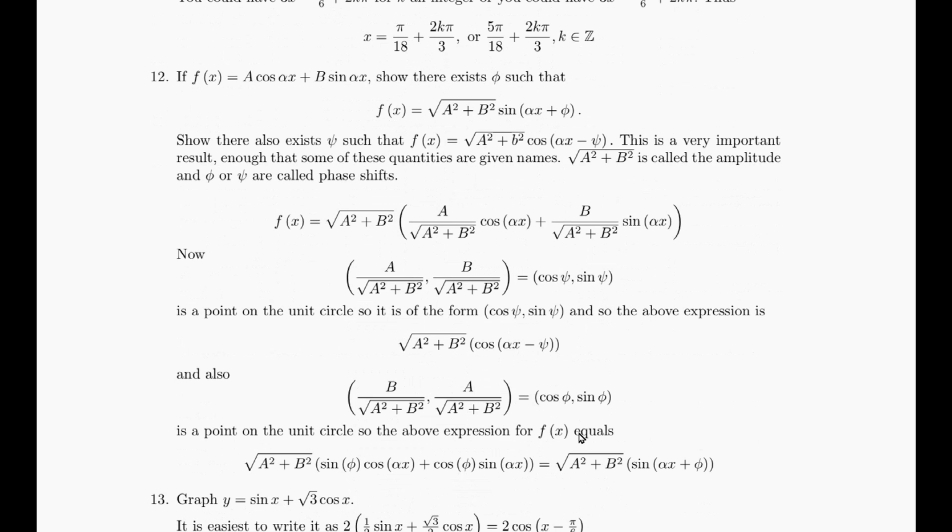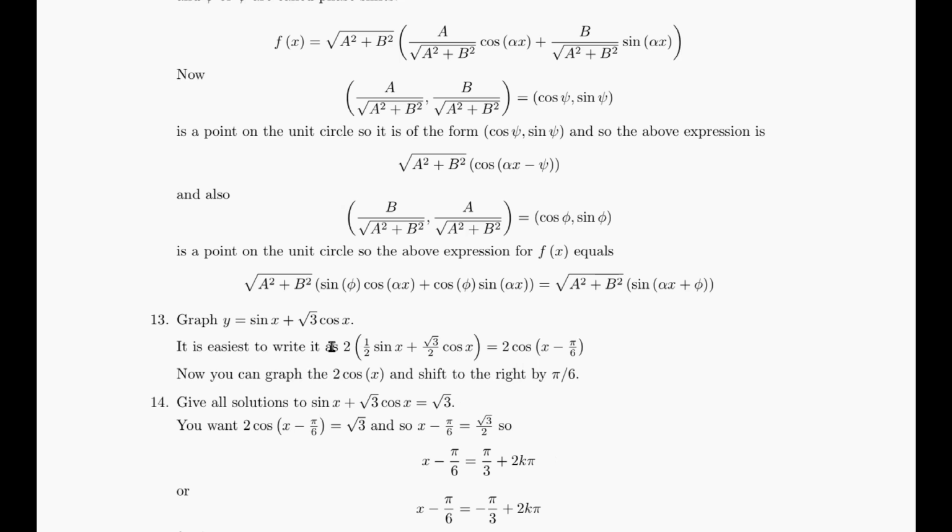Now you could also do it this way. You could say, well, this is a point on the unit circle, so it will be the cosine of phi, comma, sine of phi. And then, if I plug in, what would I have? I'd have the sine of phi here, and cosine of phi there, and that's the sine of alpha x plus phi, and then this amplitude.